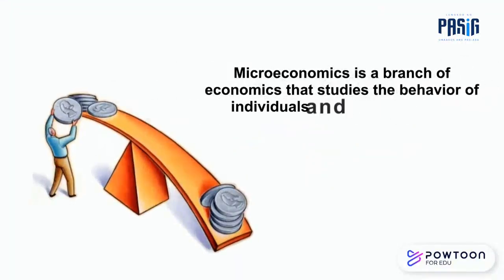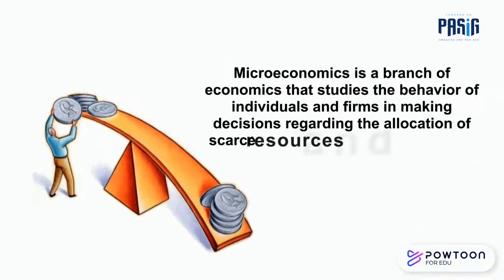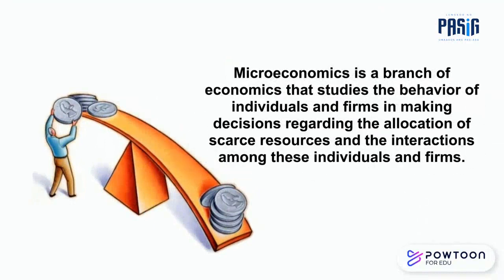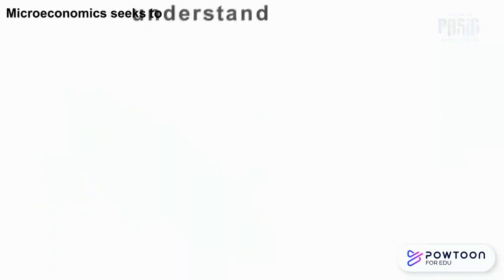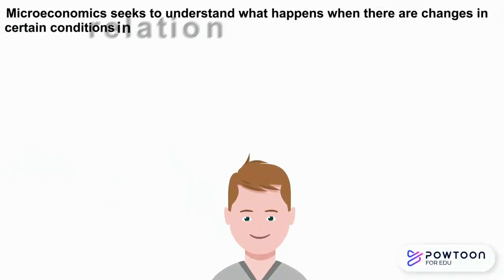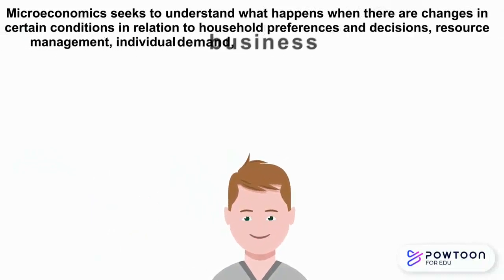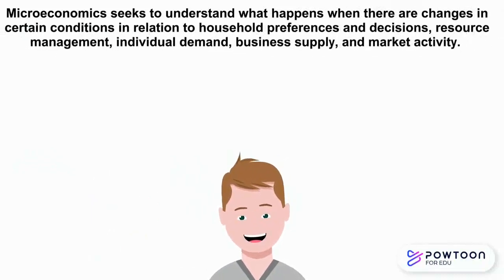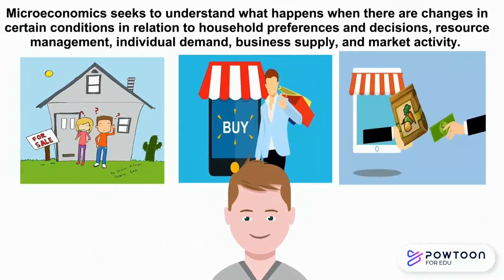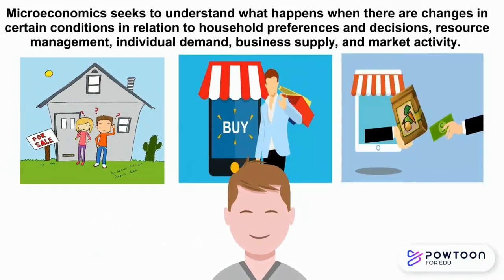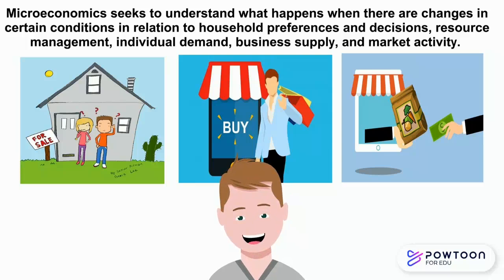Microeconomics is a branch of economics that studies the behavior of individuals and firms in making decisions regarding the allocation of scarce resources and the interactions among these individuals and firms. Microeconomics seeks to understand what happens when there are changes in certain conditions, in relation to household preferences and decisions, resource management, individual demand, business supply, and market activity.